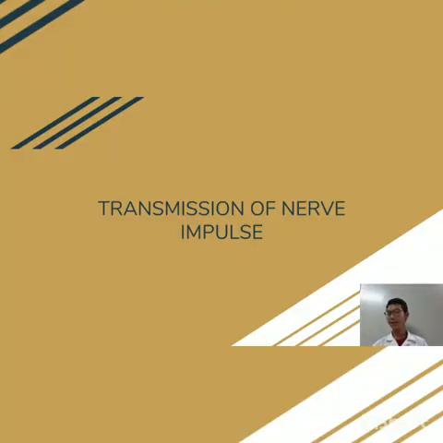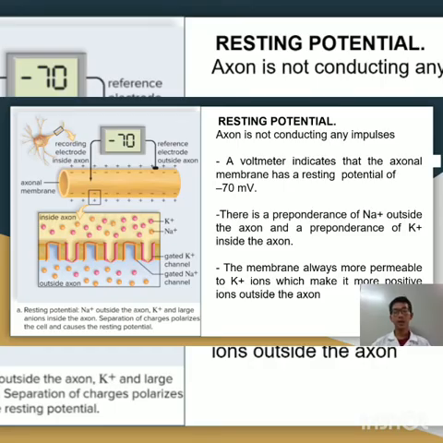Assalamualaikum. Now I'm going to present about transmission of nerve impulse. Before going any further, let's look at the picture. This is a neuron. If we zoom into the axon, we will see the axonal membrane, with negative charge inside and positive charge outside. If we zoom in again, we can see the inside of the axon and also the outside of the axon.